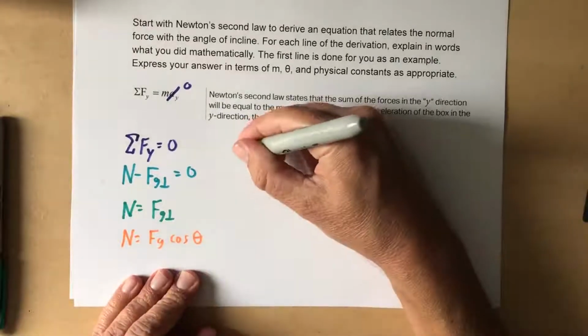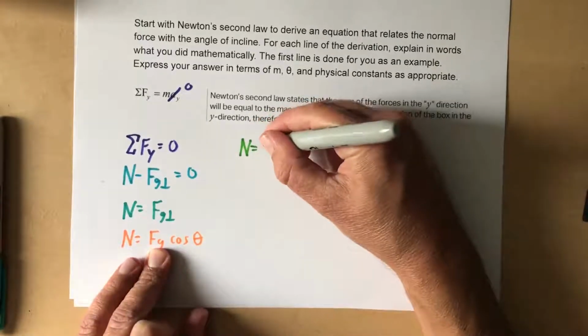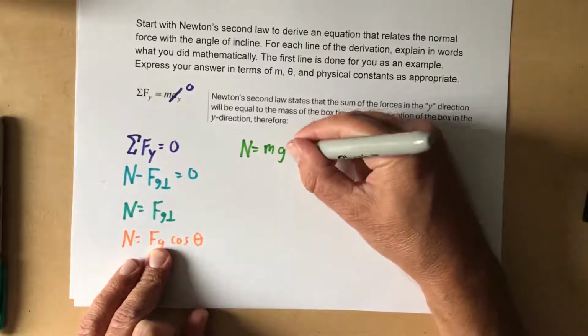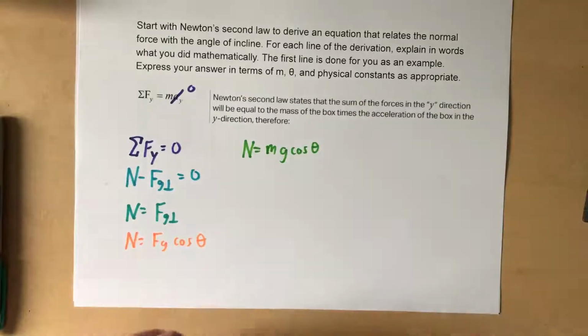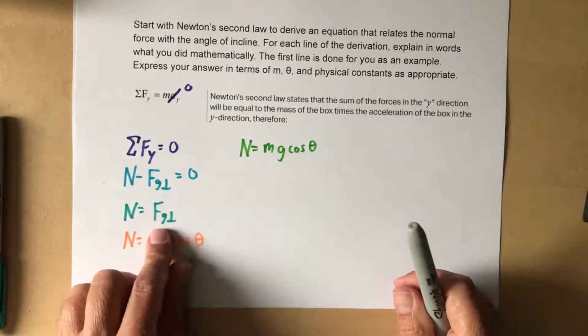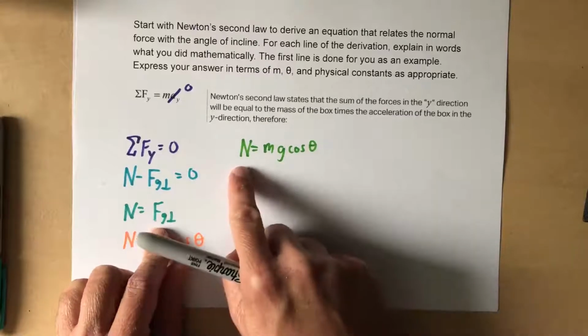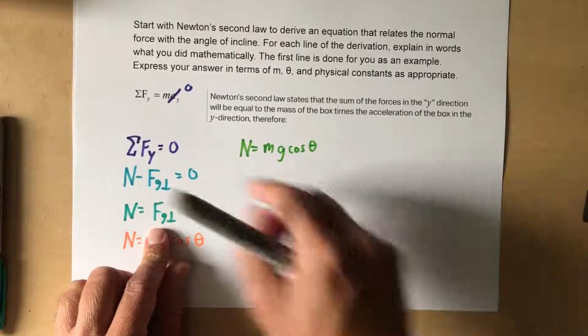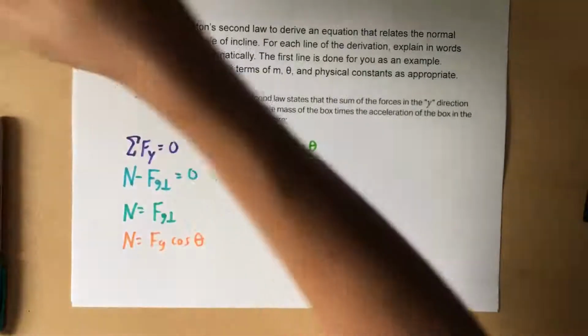And then let's just expand this out. The normal force then, the force of gravity is mg cosine theta. And there we're done. This is always true. These two always equal each other on an inclined plane. So this statement is always true as well, every single time you have an inclined plane problem.